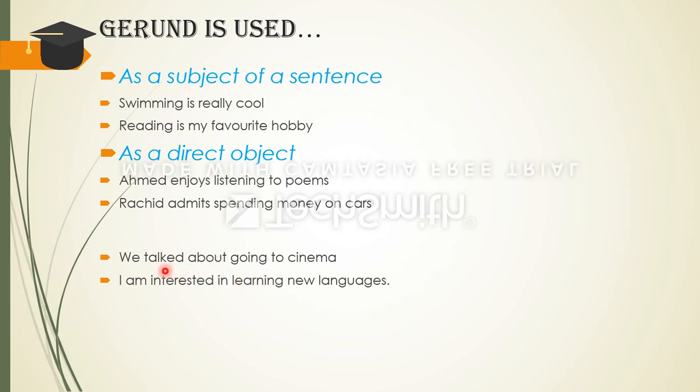He insisted on having. I am keen on learning. So when I have a verb plus a preposition, on, in, about, over, and so on, I put the ing form after. Here we can speak about the gerund as an object of preposition.